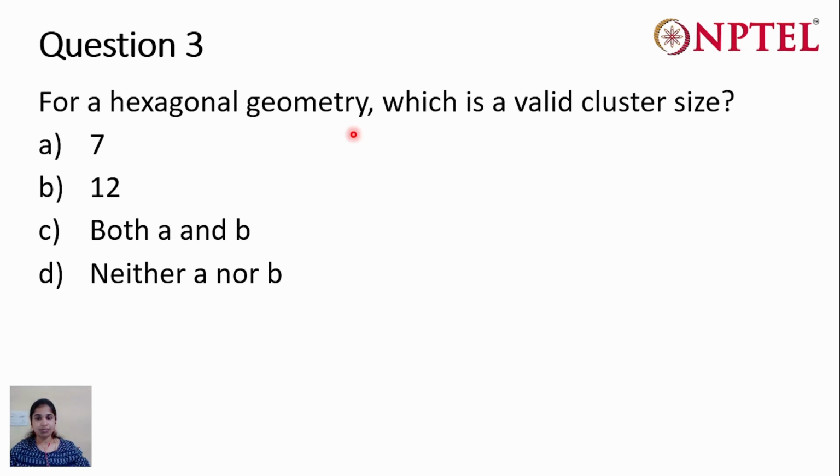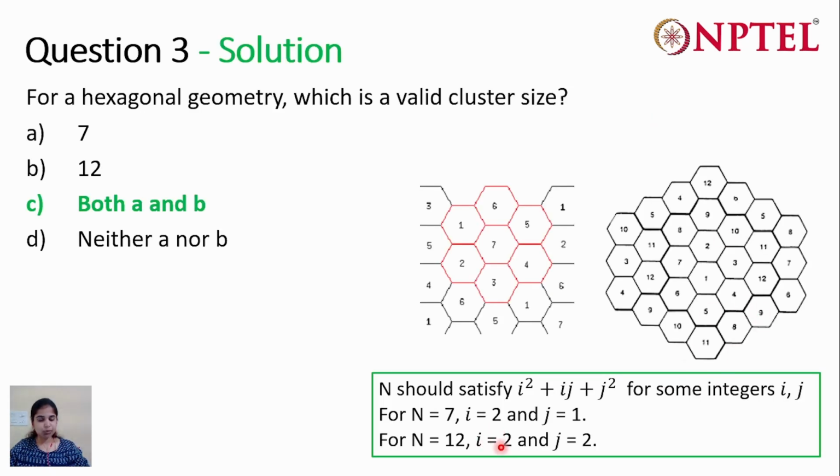For hexagonal geometry, which is a valid cluster size? Can i equal to 2 and j equal to 2 give us 12? So valid cluster size includes 12 as well. 7 and 12 is again valid. Basically it should satisfy i square plus ij plus j square to be an integer. We can write N is equal to 12 when i is equal to 2 and j is equal to 2. So 12 is a valid cluster size.